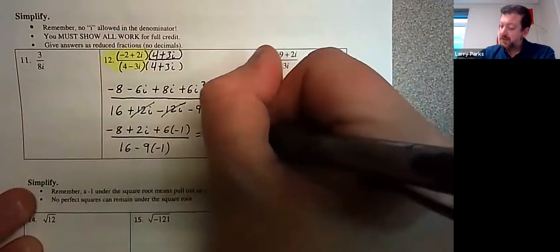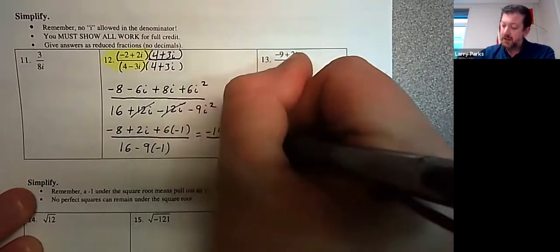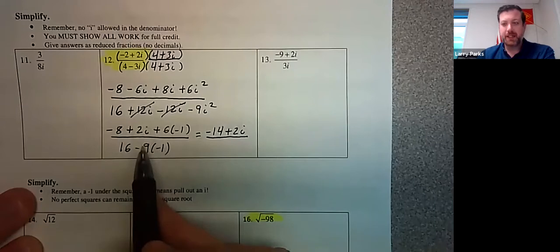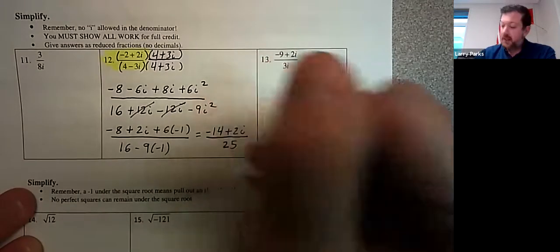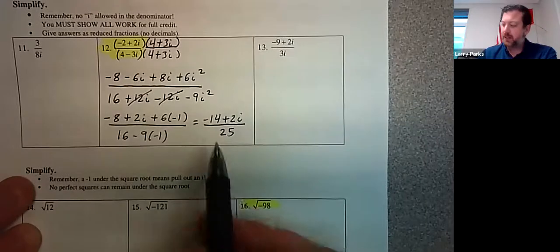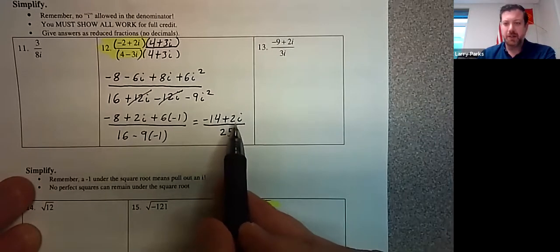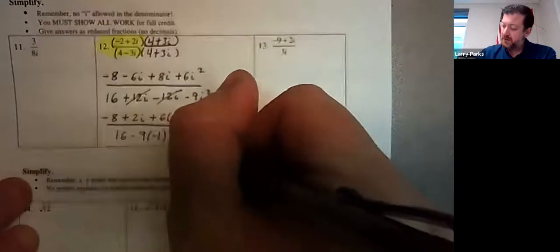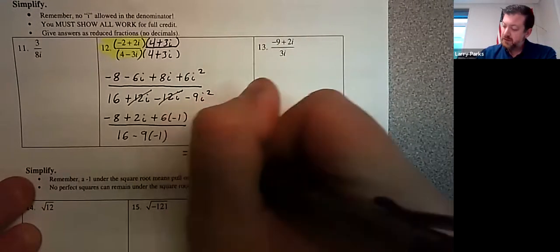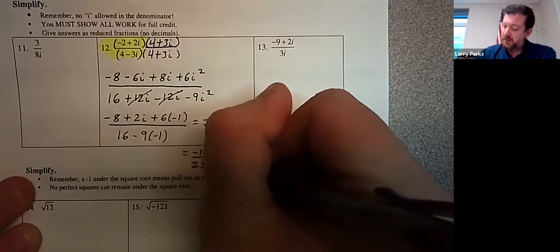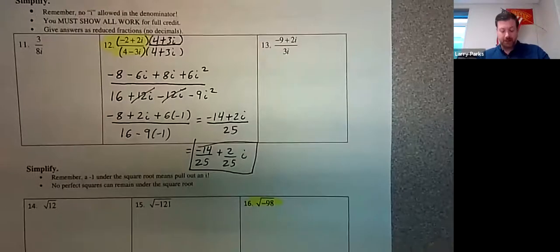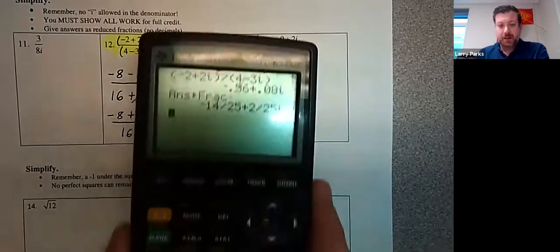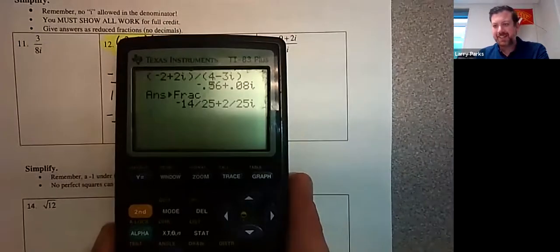Plus 2i, all over, that'd be plus 9, because negative times negative is plus. 16 plus 9 is 25. And then breaking that into the real part and imaginary part, that'd be negative 14/25 plus 2/25 i. And there you go. And as a reminder, same thing as the calculator. It's kind of nice.